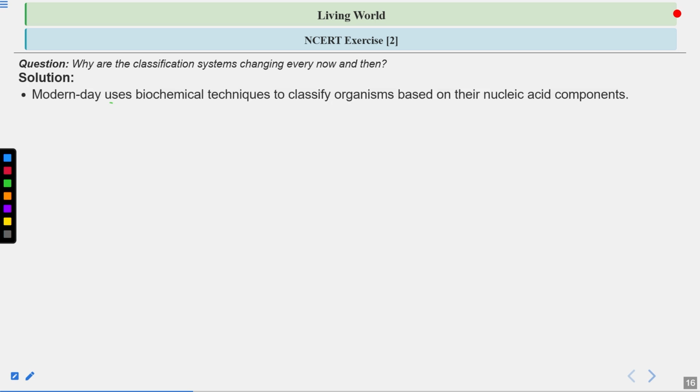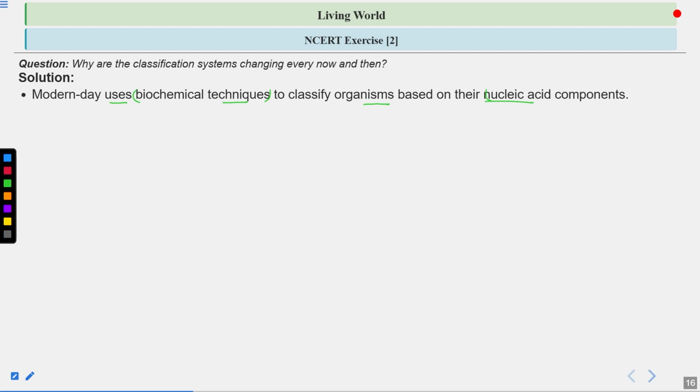Now modern day classification uses biochemical techniques to classify organisms based on their nucleic acid components. And what do biochemical techniques include? They include nucleic acid components. What is nucleic acid? DNA and RNA. These are nucleic acids.